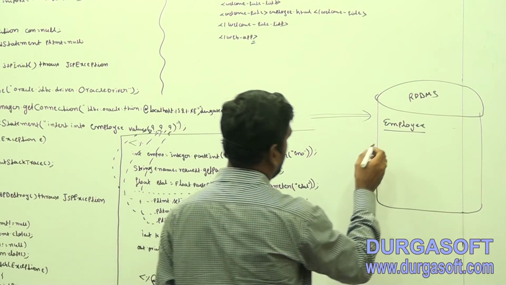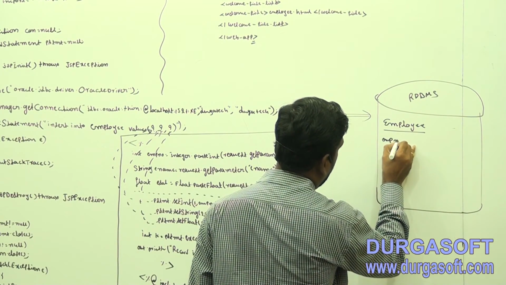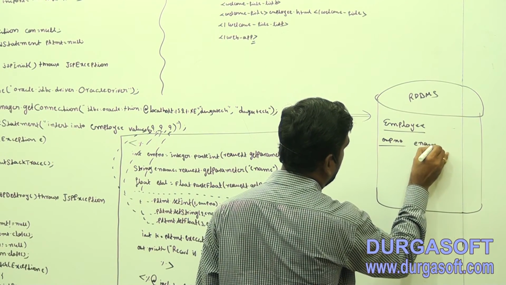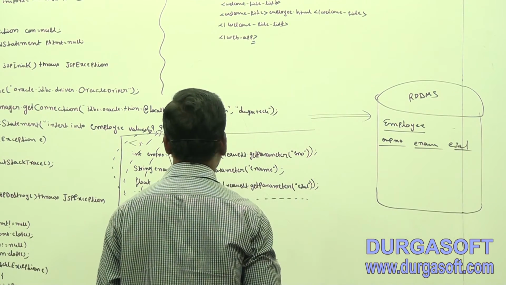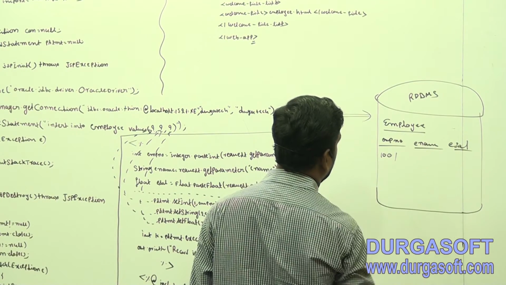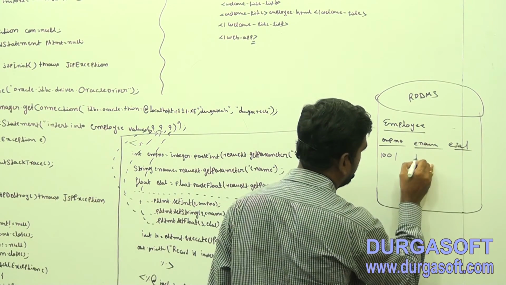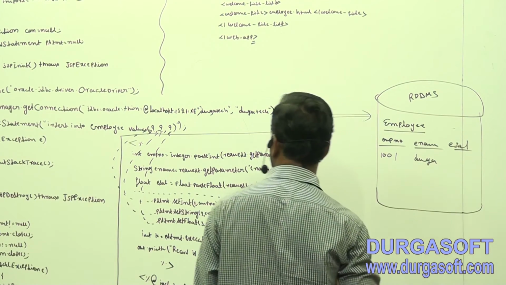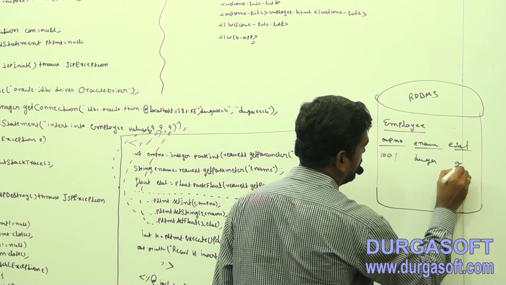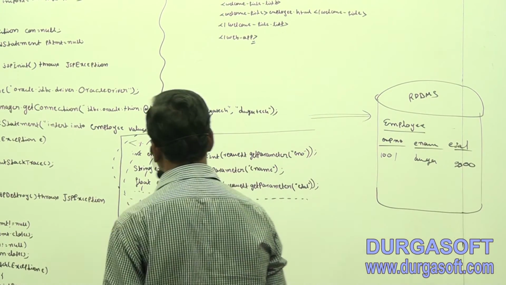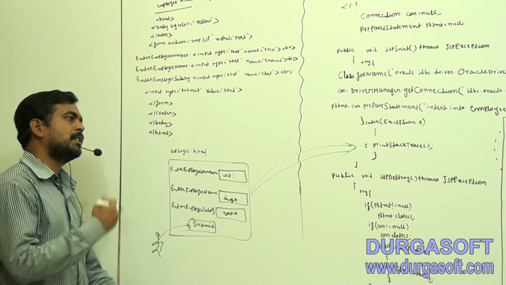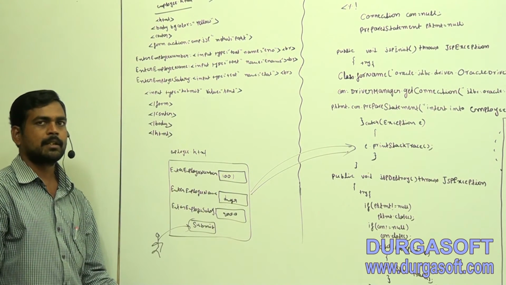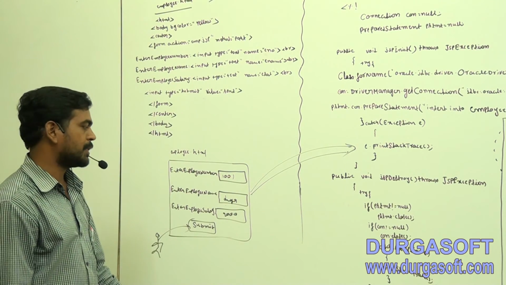Under that, assume some columns: EMP number, E-name, the next E-sal. So EMP number 1001, E-name Durga, E-salary 2000. Like this, the record is inserted, and finally the same page is displayed again. Once again we enter all the values and click the submit button. We can keep entering any number of records like this, right?